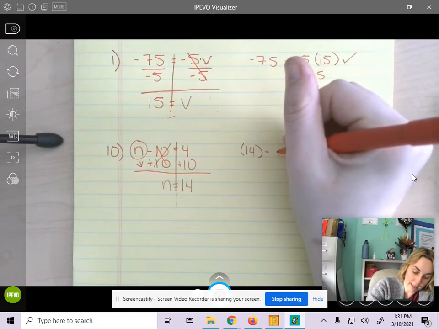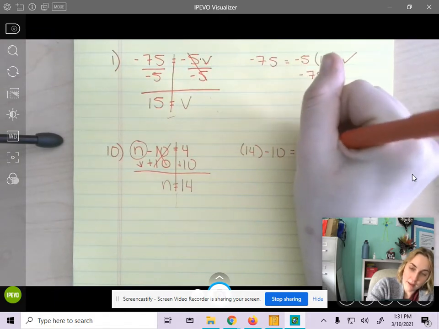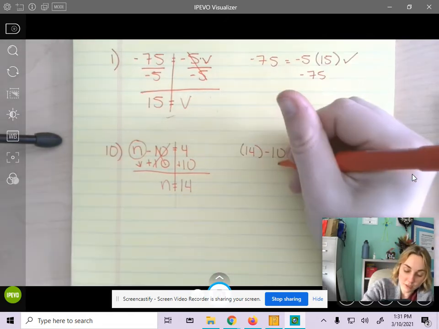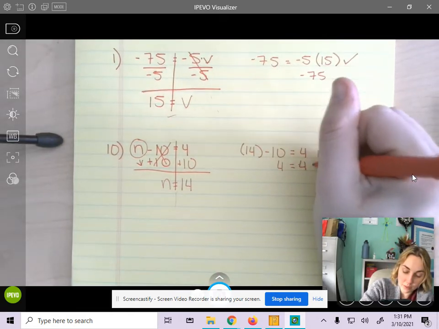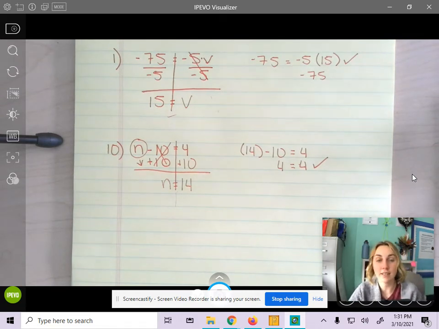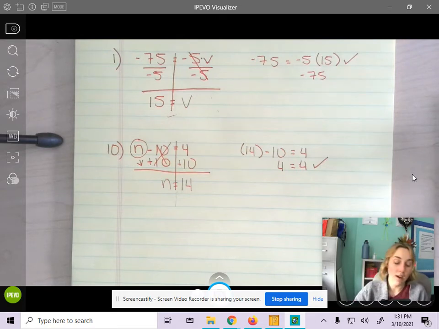Subtract that by 10 and have that equal to 4. Well, 14 minus 10 does actually give us 4. So 4 equals 4. So we know that that is the correct answer. Again, if you're not 100% sure, go ahead and test it to see if you have the correct answer.